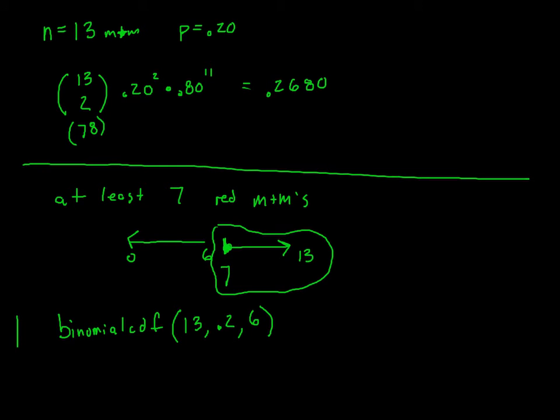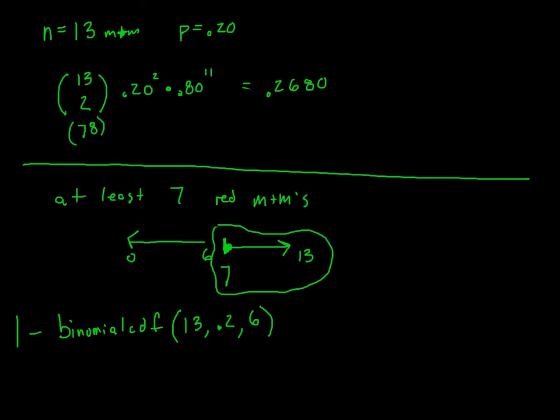So that's why I need to do 1 minus this. That way, this is going to calculate 6, 5, 4, 3, 2, 1, 0, and I get rid of that by doing the 1 minus that, and I'll be left with what I want. So 1 minus a binomial CDF, 13 M&Ms, 0.2 is the chance that I find a red one, and I'm looking for 6, 5, 4, 3, 2, 1, or 0.